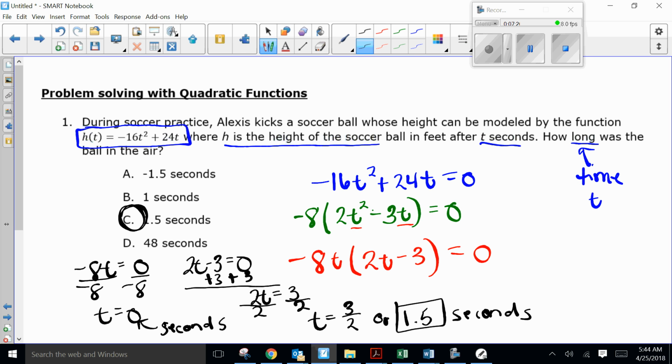Now let's talk about some of these other ones and why they would not make sense. Actually, B could make sense and D could make sense just by looking at them and if I didn't know. But A does not make sense. I can't have negative seconds. So that would have been one that I eliminated immediately from my choices.